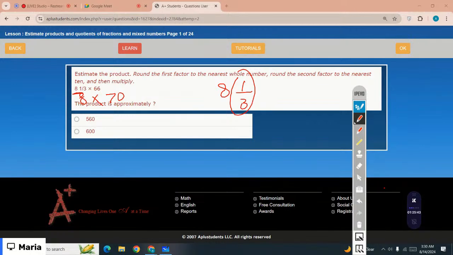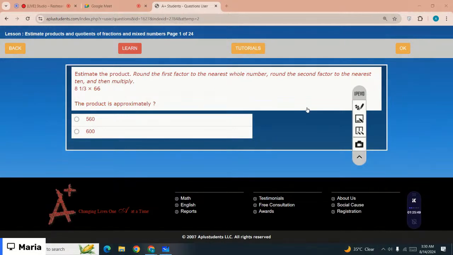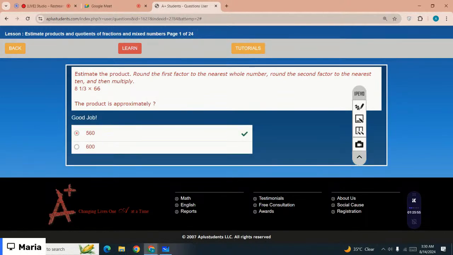So the correct option is 568 times 7 is 56. So 568, option number 1, is the correct option. Okay, so let's just move on to the next one.